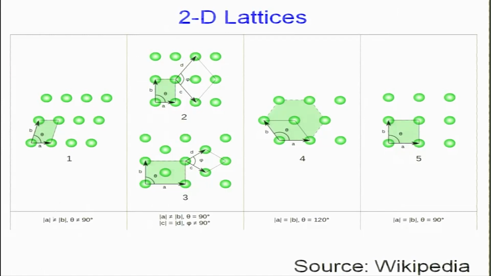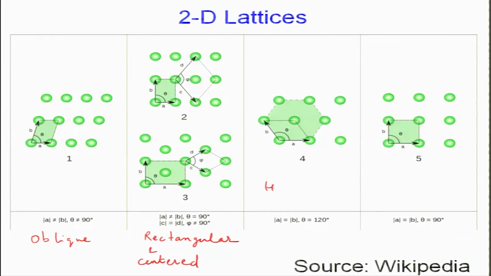You can see the first one is A is not equal to B and theta is not equal to 90. Other two possibilities are A is not equal to B but theta is equal to 90. And the third one, this is a centered lattice, okay. So A is not equal to B, theta is equal to 90 degrees, but you have an atom in the center. So this is a rectangular centered lattice. So this is an oblique lattice, this is a rectangular and centered one.